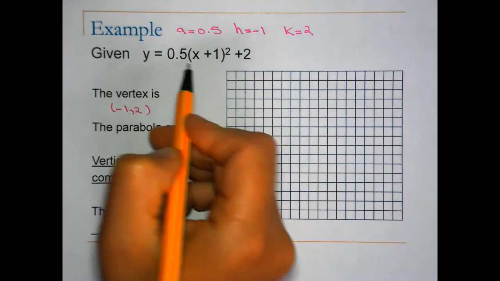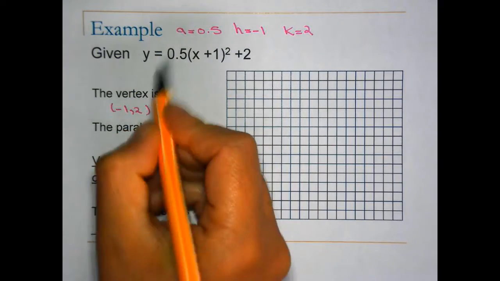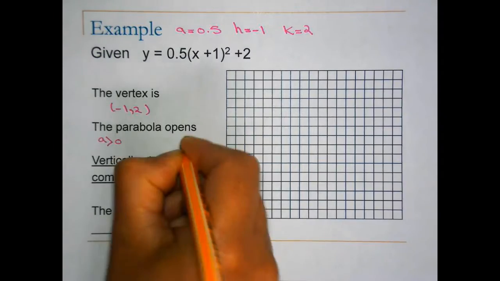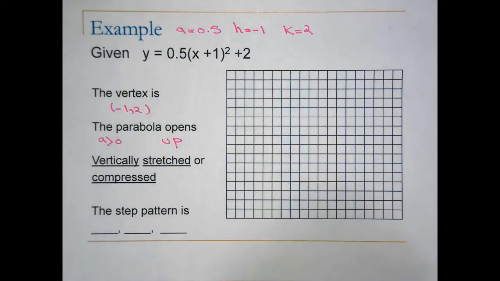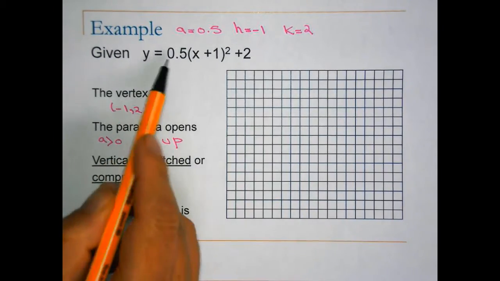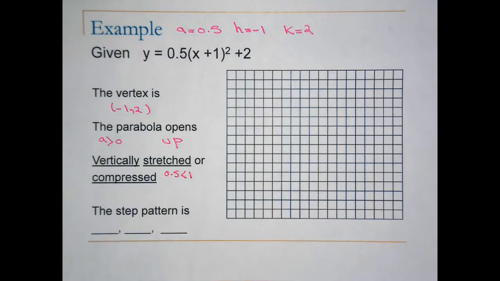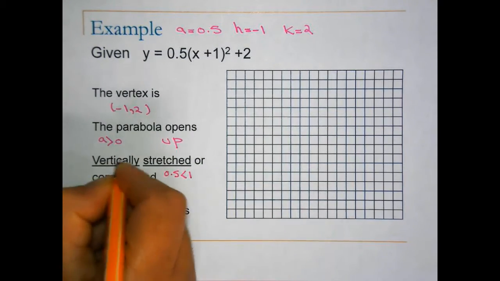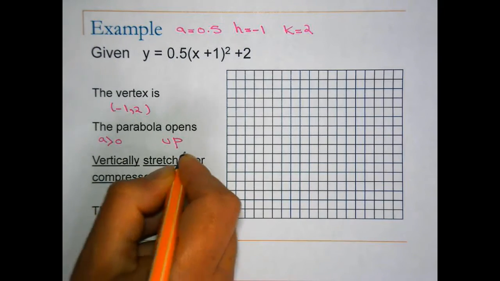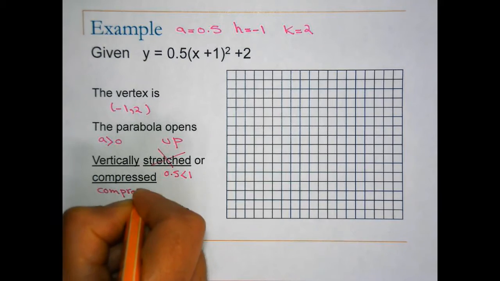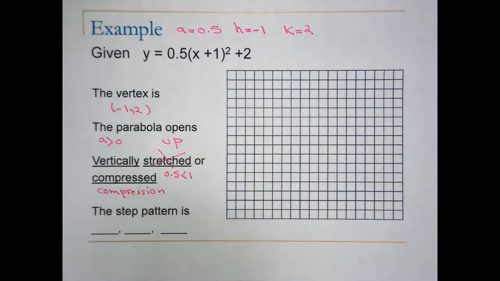and the parabola opens up because A is positive. Now this number is less than 1, so 0.5 is less than 1. That means that we have a vertical compression. That means it's going to look wider.